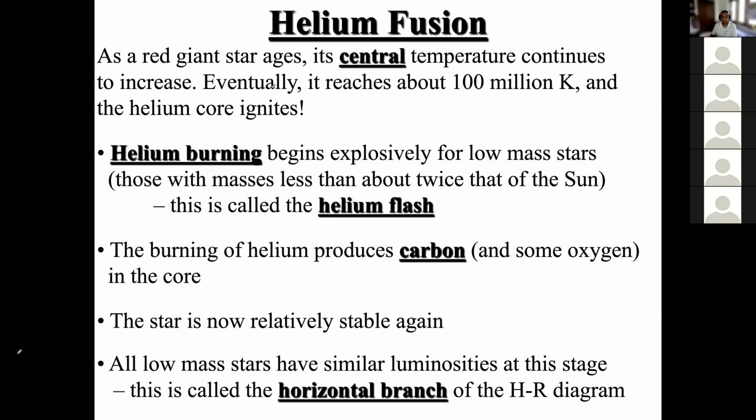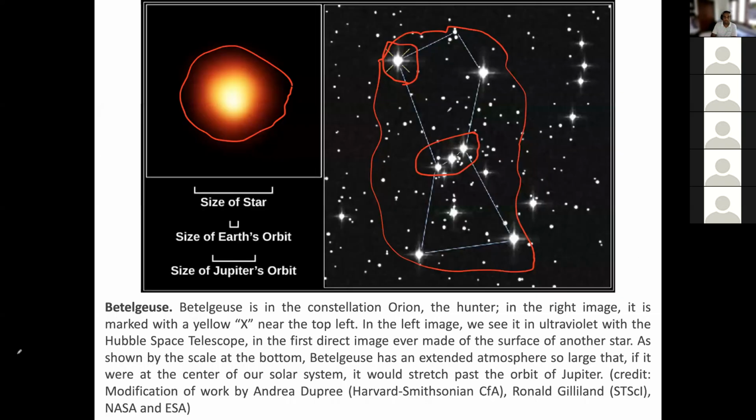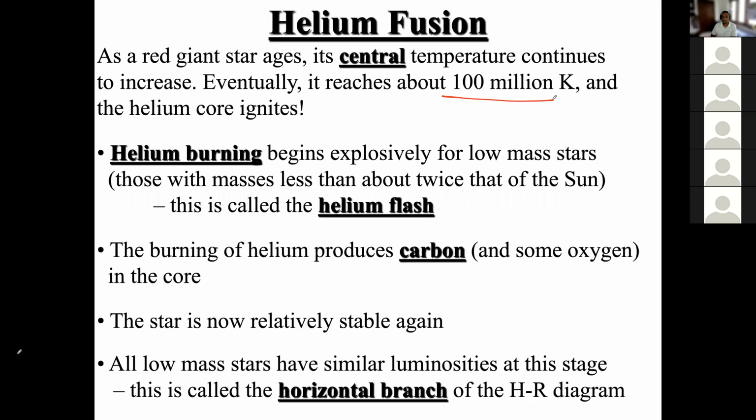So when the central region reaches this much temperature, up to 100 million Kelvin, according to the nuclear fusion reactions, you have enough temperature to burn helium, right? If you remember, or if you have learned a little bit about these fusion reactions, there are certain temperatures that you need to fuse these lighter elements into heavier elements, right?